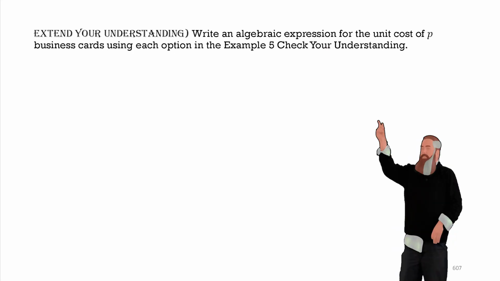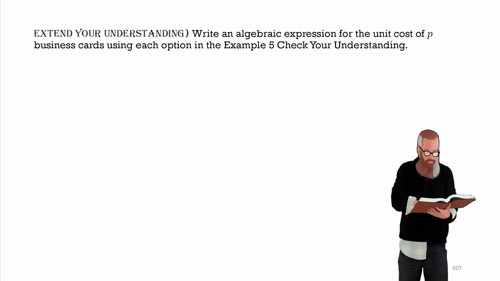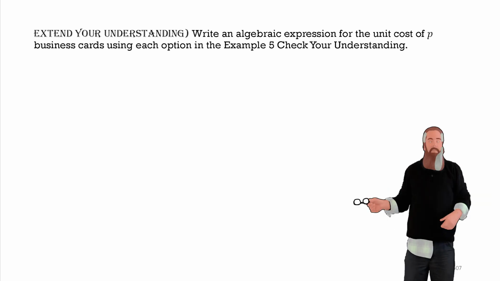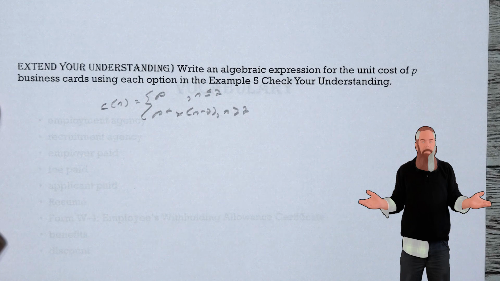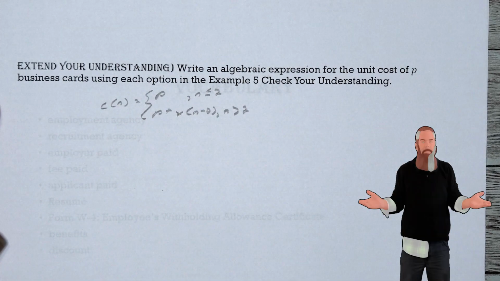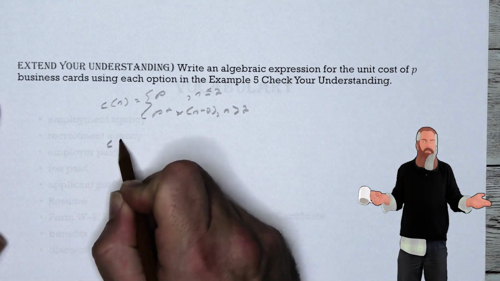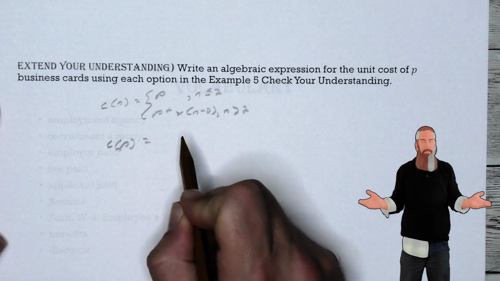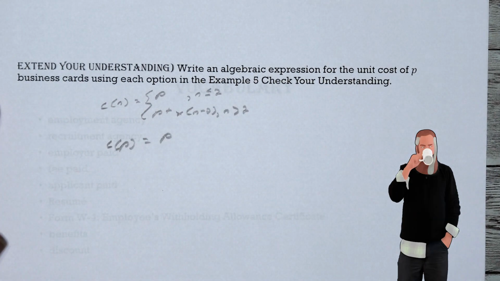So let's extend our understanding. Let's write an algebraic expression for the unit cost of P business cards using each option in example 1, check your understanding. To start with, we would need to grab the piecewise function from that check your understanding. Now, I've removed the dollar signs to make it less confusing to look at. The question becomes, what happens when we have C of P? Well, then we would have P as the answer for the first one.